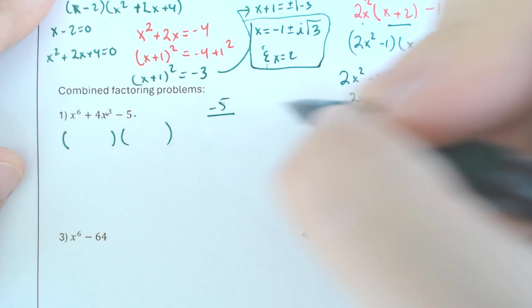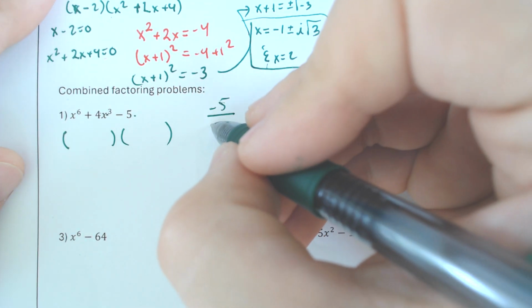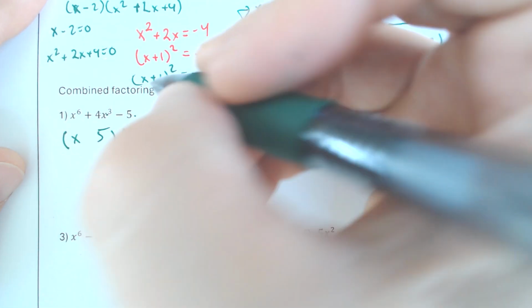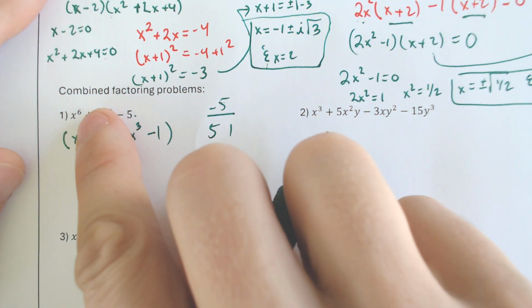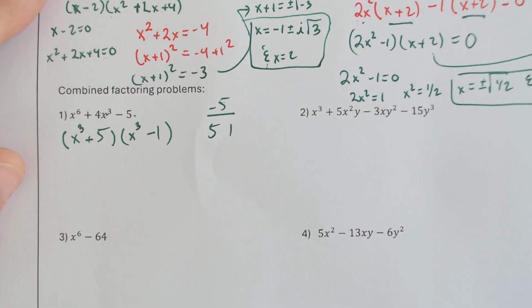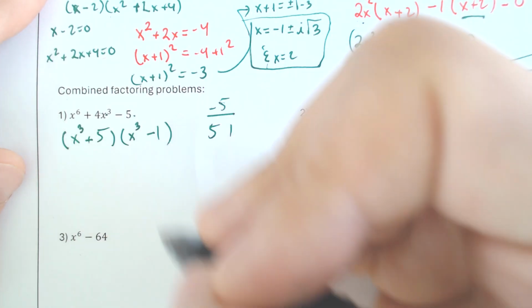We need to figure out what multiplies to -5 but adds to 4. Well, there's only 2 things that multiply to 5, 1 and 5. In order to add to 4, it's going to have to be a +5 and a -1. And these are going to be x to the 3rds because we started with x to the 6th. x to the 3rd times x to the 3rd makes x to the 6th. Okay? From here, we could be potentially done.